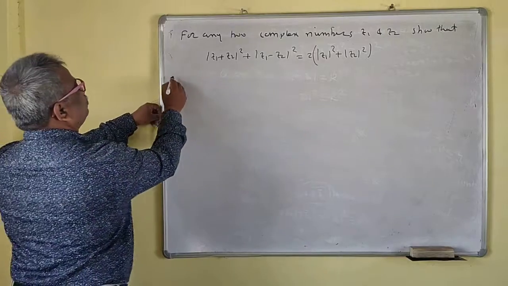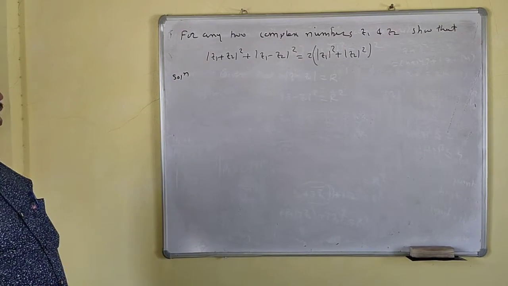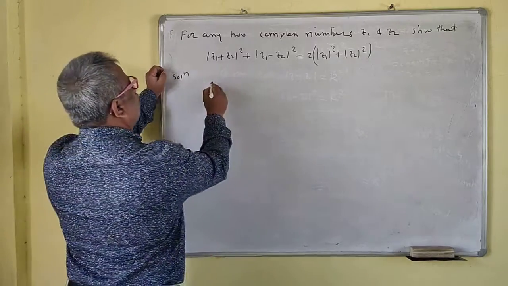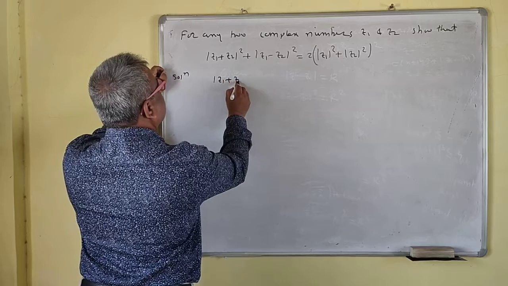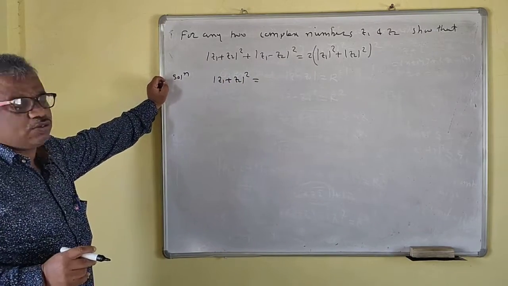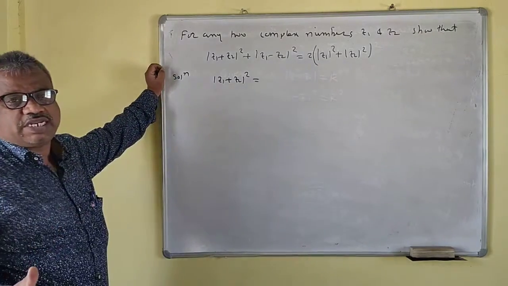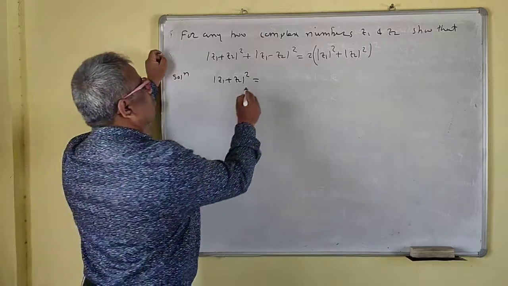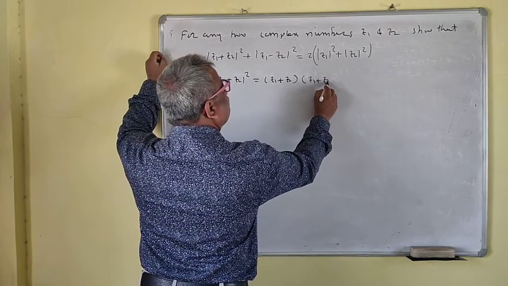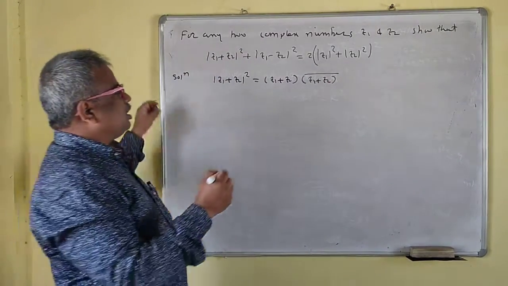Okay, solution. We start from LHS and go to RHS. Before that, we will find mod of (z1 plus z2) square first, and then mod of (z1 minus z2) square. Now, mod z square is the same as z into z bar. So this is (z1 plus z2) times (z1 plus z2) bar.